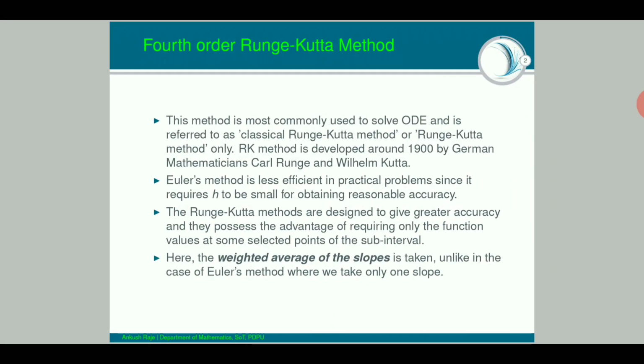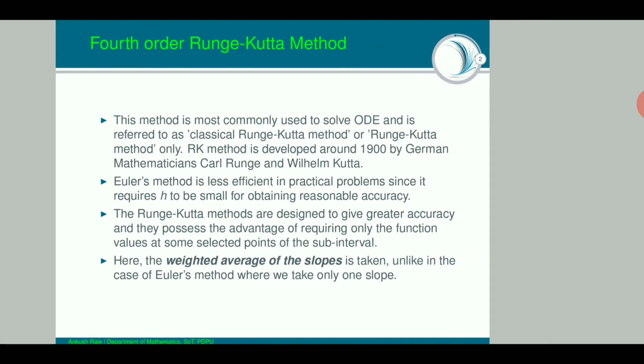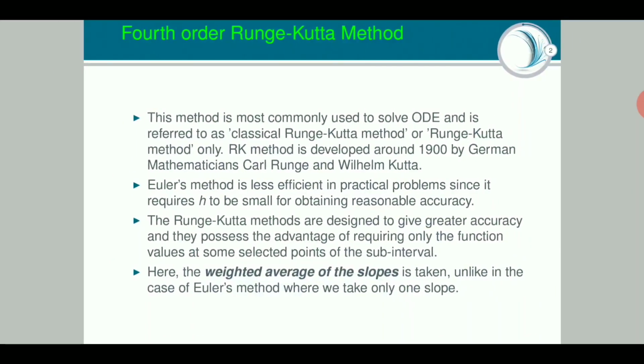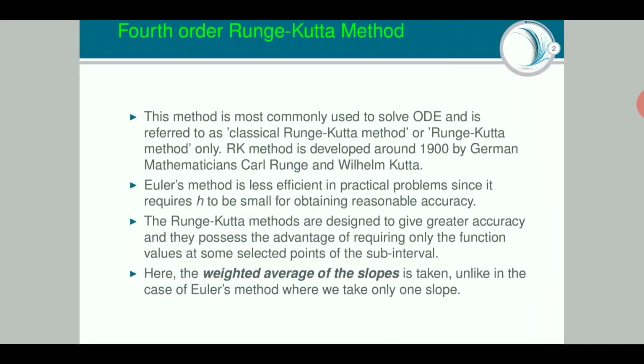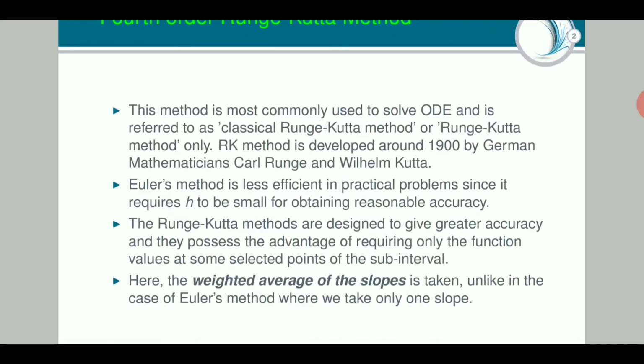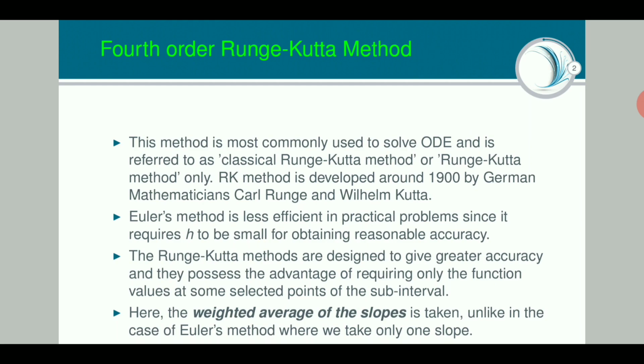The Runge-Kutta method is also sometimes referred to as the fourth order Runge-Kutta method. This method is most commonly used to solve ODEs and is referred to as the classical Runge-Kutta method or the Runge-Kutta method only. The abbreviation is RK method. Sometimes people say RK4 because it is of fourth order. The RK method was developed around 1900 by German mathematicians Karl Runge and Wilhelm Kutta.